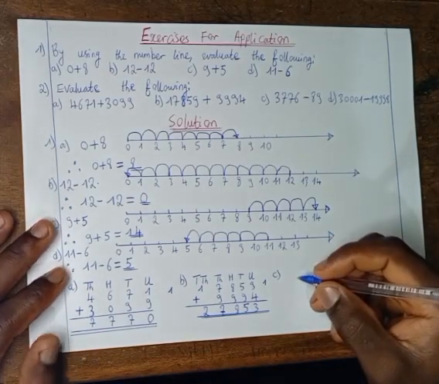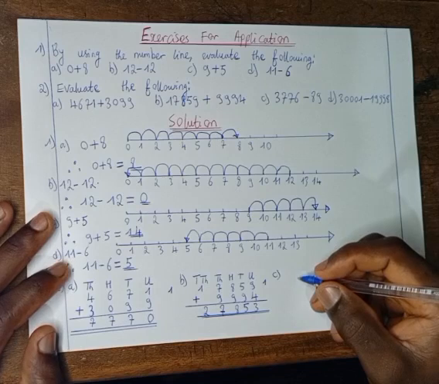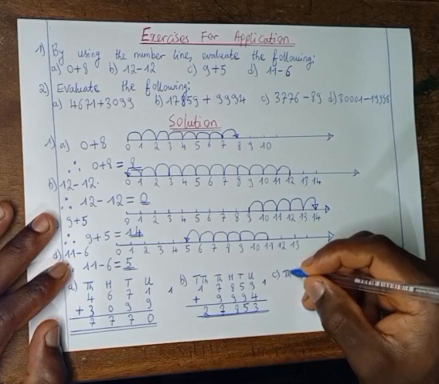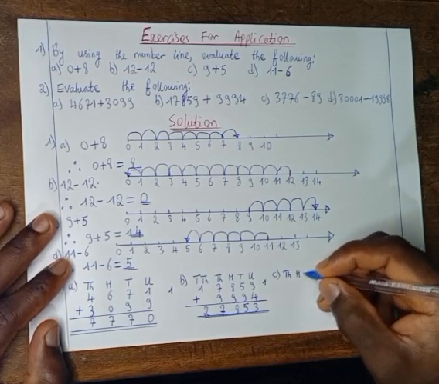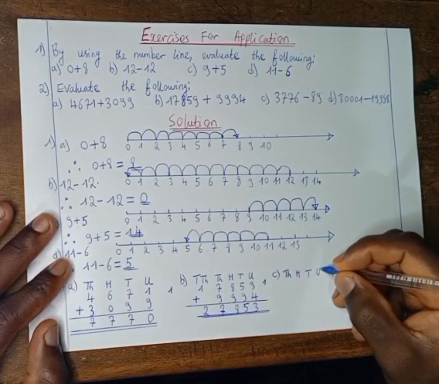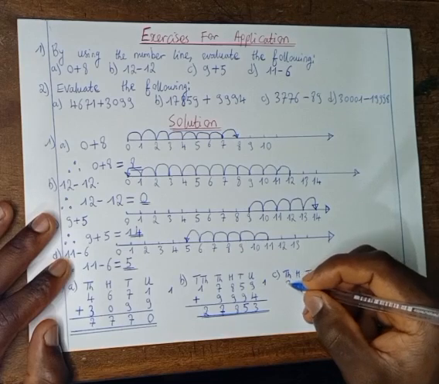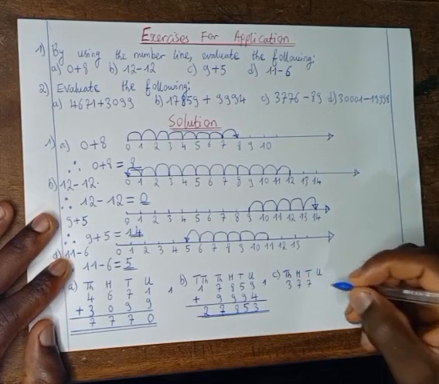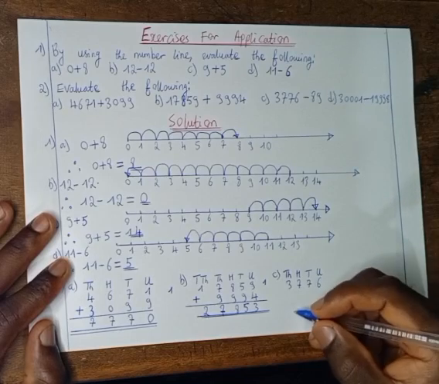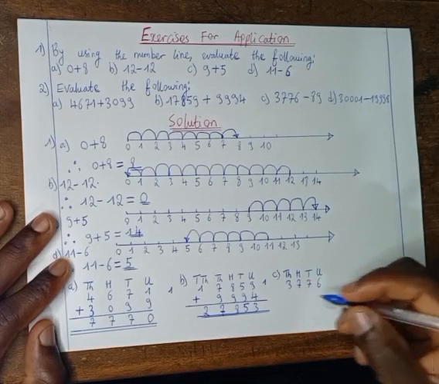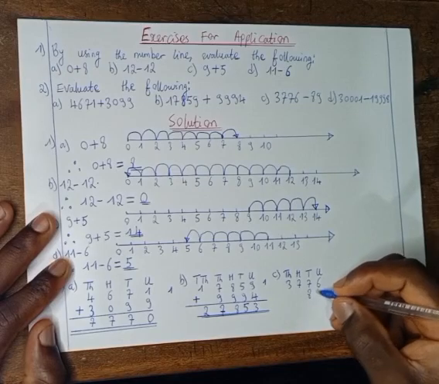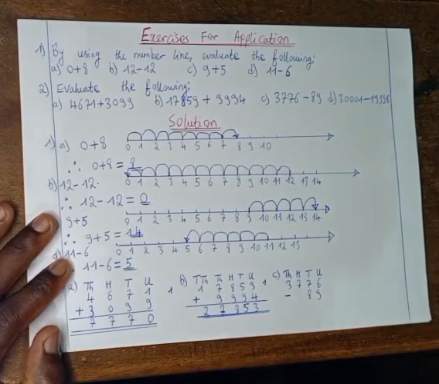Question C, we have the number 3,776 minus 89. So the place values here, we have thousands, hundreds, tens, lastly units. So we are going to write 3 under thousands, 7 under hundreds, 7 under tens, and 6 under units. Then we have to subtract 89 from it. So 8 under tens, 9 under units. Then we subtract.